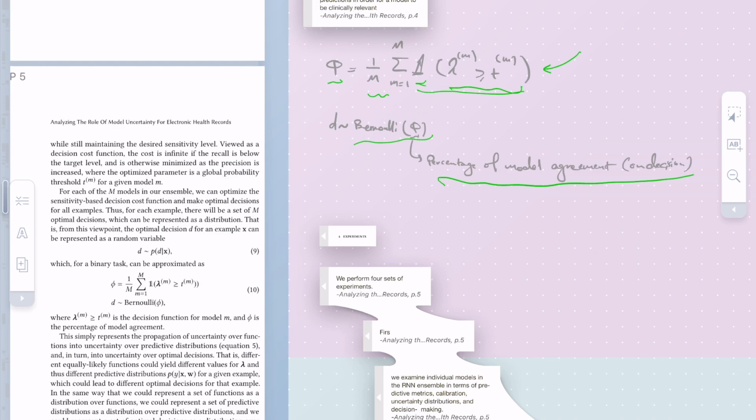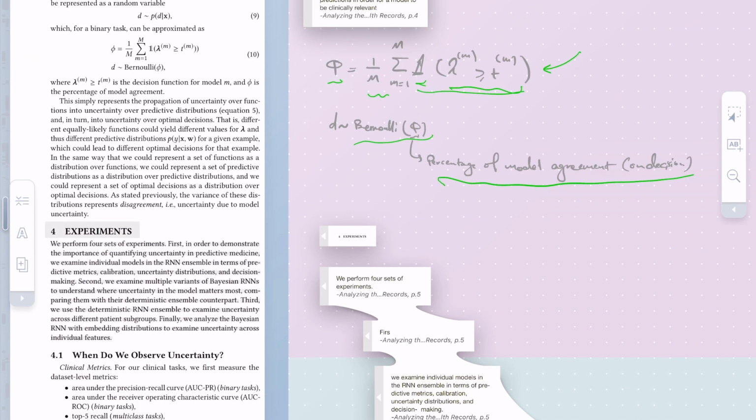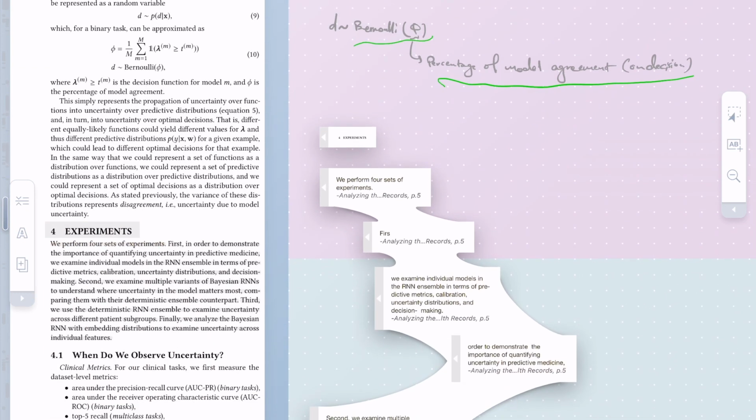So far we talked about the methodology and the contributions. For the experiments, they performed 4 sets of experiments. They worked with individual RNN models in terms of predictive metrics. They demonstrated the importance of quantifying uncertainty in predictive medicine.